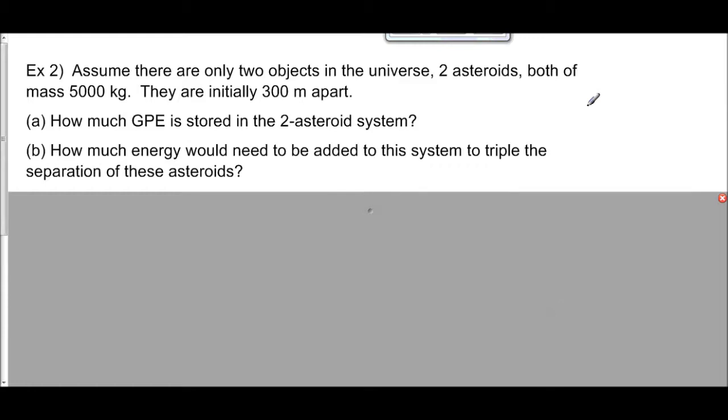I want to know how much GPE is stored in this system and how much energy would need to be added to this system to triple the separation of the asteroids. So let's start with A, how much GPE is stored in the two asteroid system. So again, hopefully you can see that we're just going to be looking at this expression here.